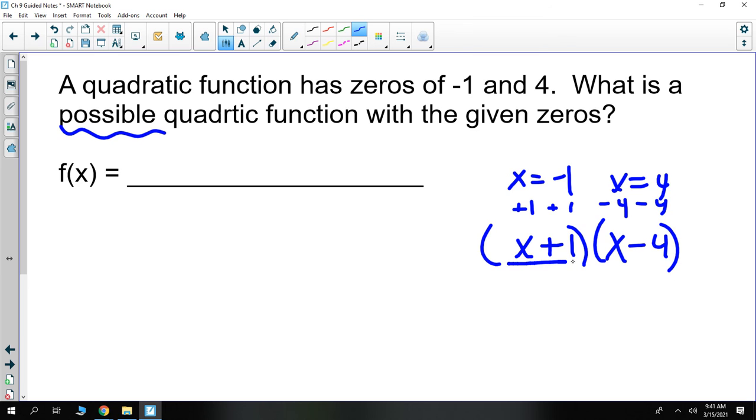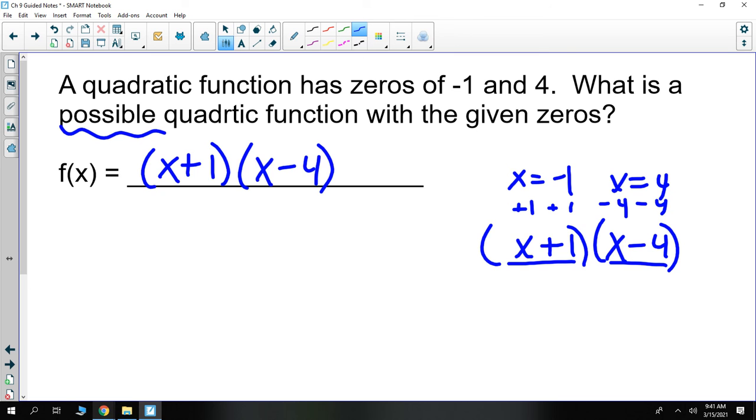If I plug in -1 here, I get 0. If I plug in 4 here, I get 0. So one answer I can give is x plus 1 times x minus 4. That is a possible answer I could give. Or I can multiply them back together, and that would be the same answer. Or I can multiply them by a number like 2, and that would still have the same zeros.